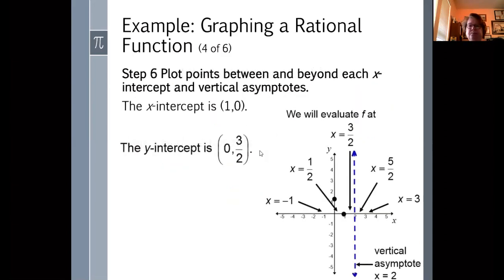All right, so now let's put everything that we've learned so far in our graph. So we're going to plot these points. The x-intercept is 1, so we plotted that. The y-intercept is 0, 1.5, so we plotted that. We have the vertical asymptote plotted at x equals 2. All right, so we would probably want to pick a few x's beyond these points. So we would evaluate maybe x equals -1, x equals 1/2, and then to the right of that asymptote, maybe x equals 5/2 and x equals 3.